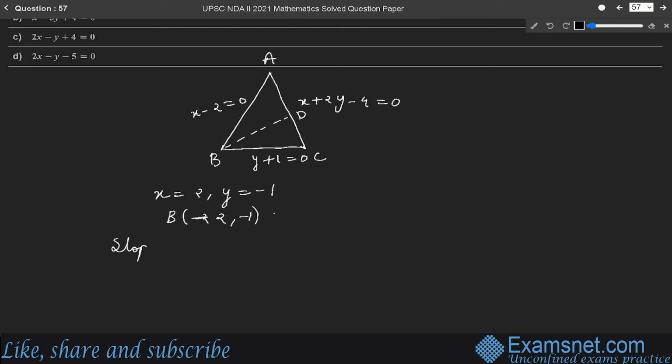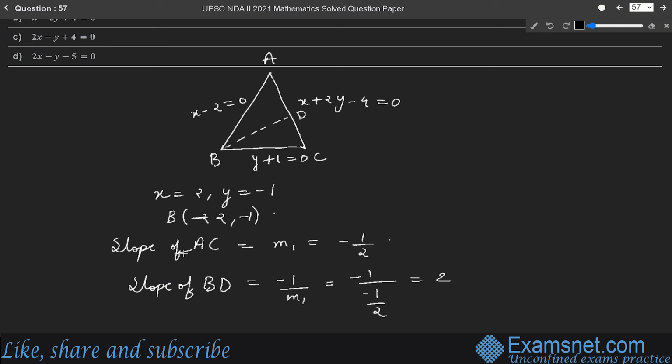Therefore, the slope of AC will be, can you tell me what is the formula for slope? Slope is equal to minus the coefficient of x upon the coefficient of y. It is denoted by m1. So m1 will be equal to −1/2. Now similarly, the slope of the altitude BD will be equal to −1 upon m1, meaning it's the negative reciprocal. So it will be −1 upon −1/2, which is +2.